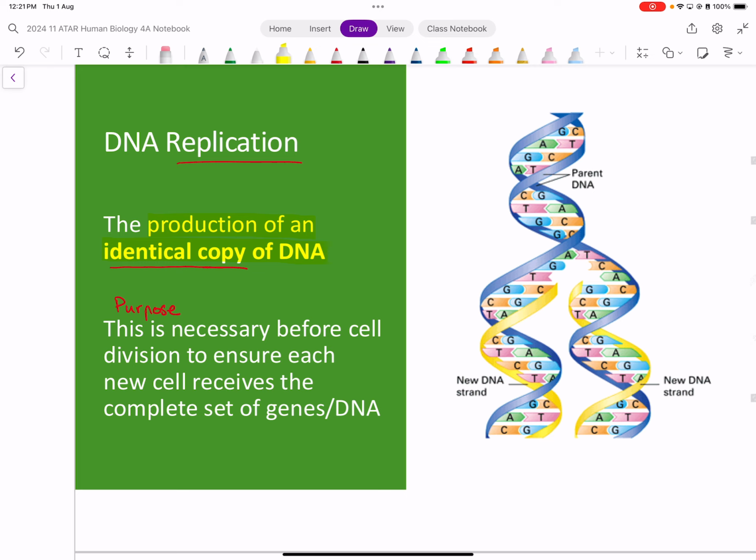The purpose now of this replication, of this copy, is before our cell divides in our next booklet, we need to make sure that each copy of our new cell has the same genetic information as it did previously. So we're kind of jumping the gun a little bit here, talking about cell division when our cells reproduce in a process called mitosis and meiosis, which is hopefully a reminder from year 10. And this ensures that both cells receive a complete set of genes or a complete set of DNA.